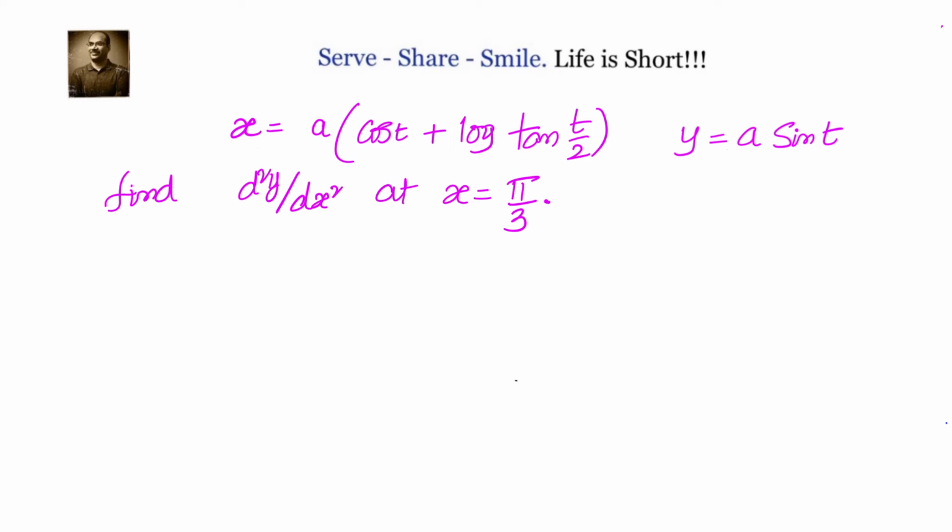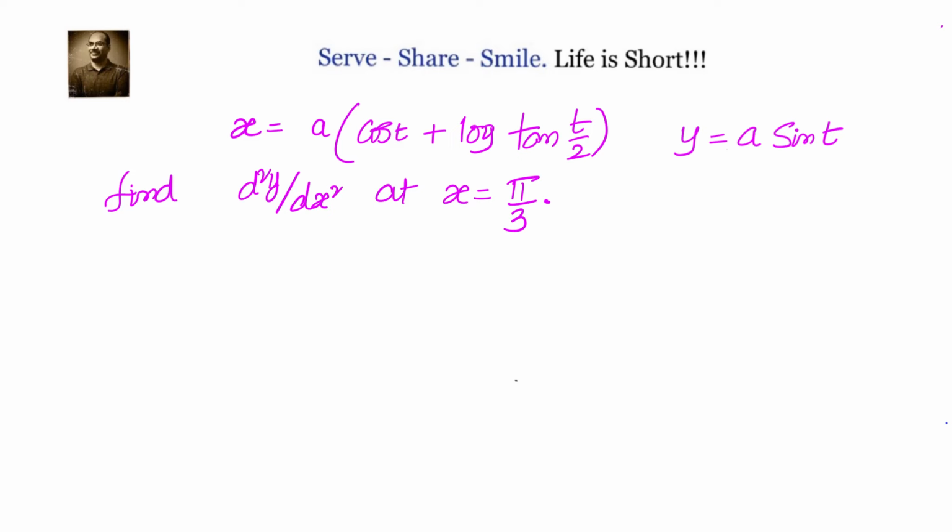x equals a into (cos t plus log tan of t by 2) and y equals a sin t. Then find d square y by dx square at x equals pi by 3.